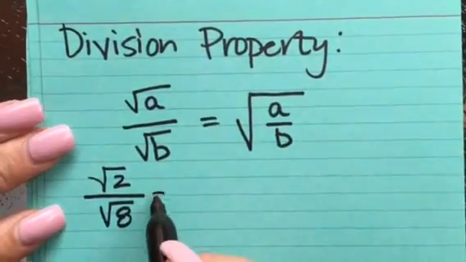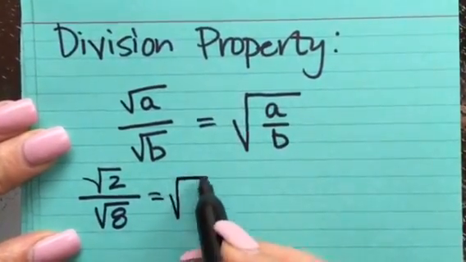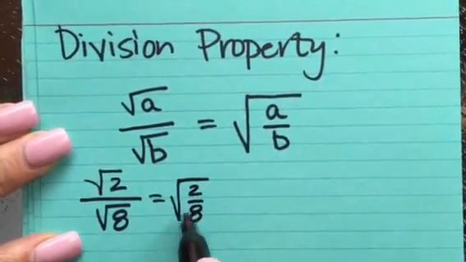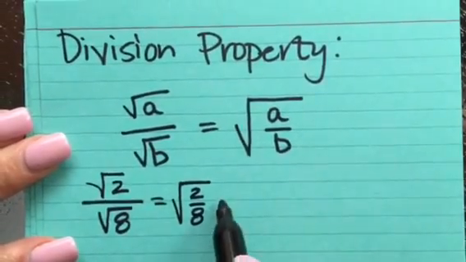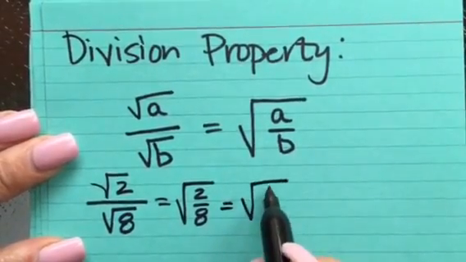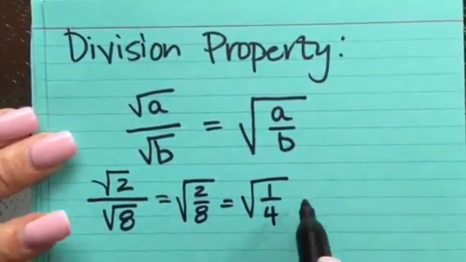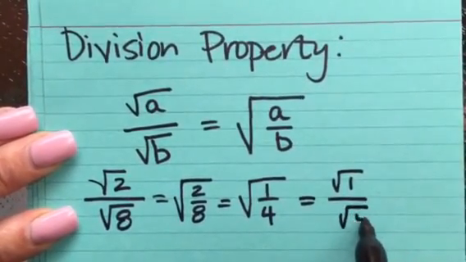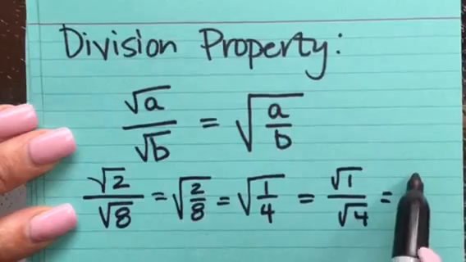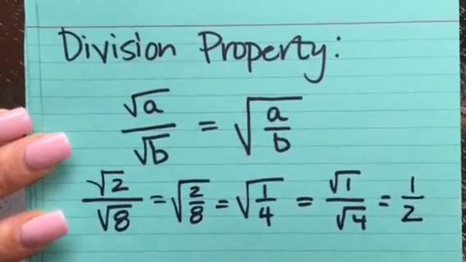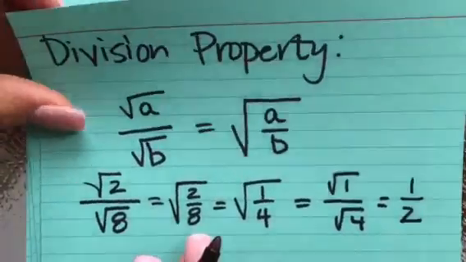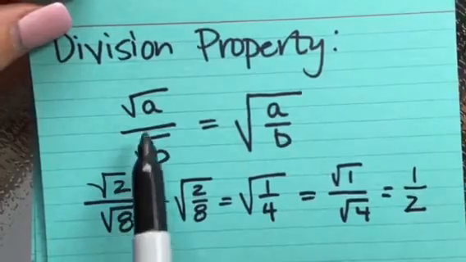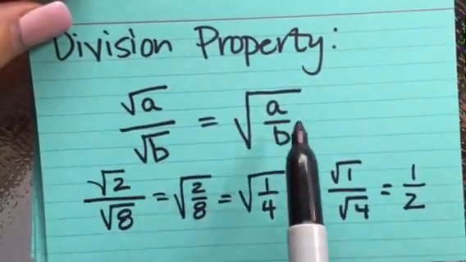Well, that could be written as a square root of 2 over 8. Well, we know that that could be written as a square root of 1/4. And now we can take it back to the square root of 1 divided by the square root of 4, and we know that this is 1 over 2. So that shows you actually going from this to this and then back again.